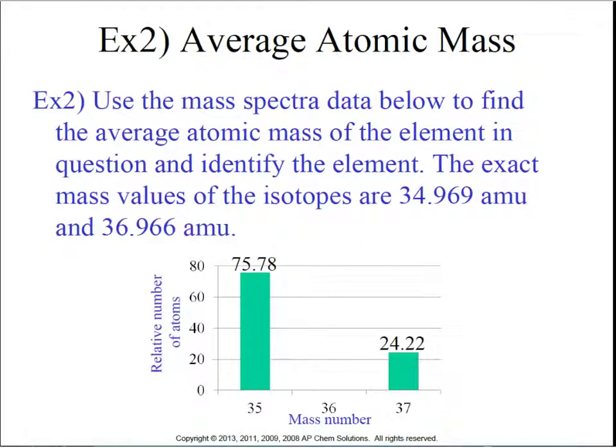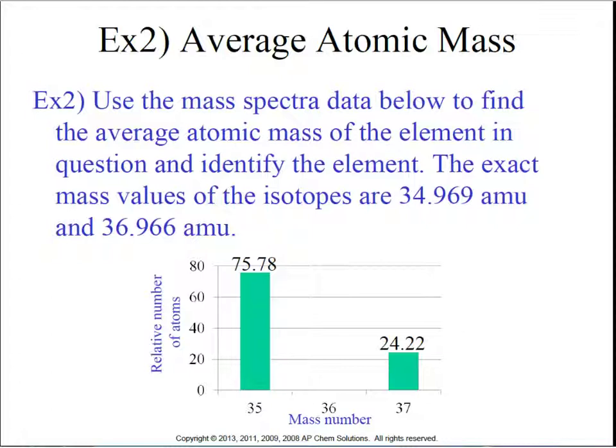Alright, here's one. I want you guys to, after we read through the problem, pause the video and give this one a shot yourself. It's the same equation, so use the mass spectra data below. There's a similar graph. It gives us the percent abundances, tells us the different isotopes, the 35 and 37. And it wants us to find the average atomic mass of the element in question and then identify what the element is. So you have to look at our periodic table to do this.